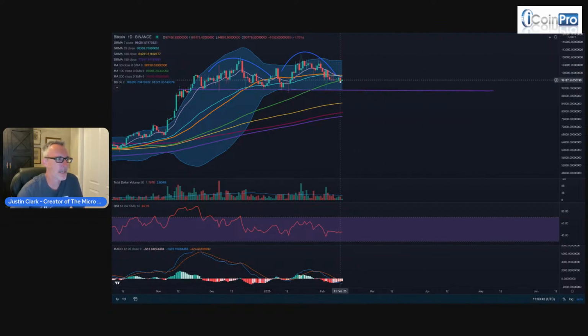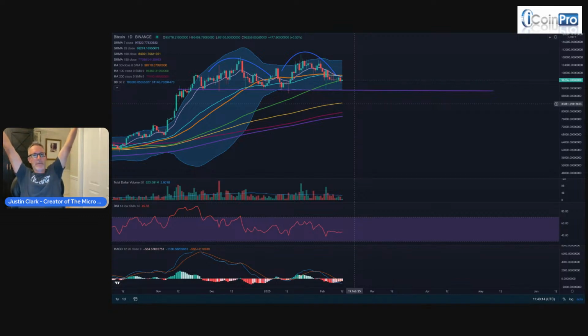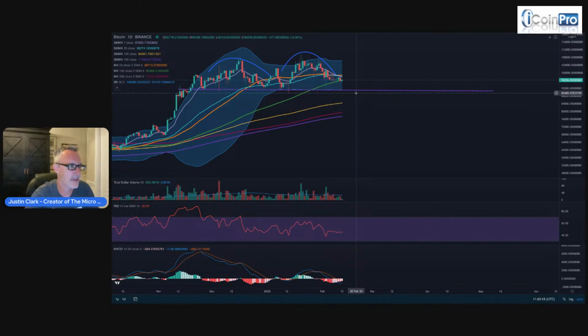If we get an early exit from this structure, meaning that we all of a sudden blast off, reclaim 100,000, blast through 110,000, then the market could get really excited on an early exit from a potential structure that's building. Same thing on the downside. If we quickly lose 90,000, oh my gosh, the sellers can really panic because we're not playing by the rules, right? We're not following the structure. All of a sudden we're deviating and people freak out a bit. So that's what we're looking at.